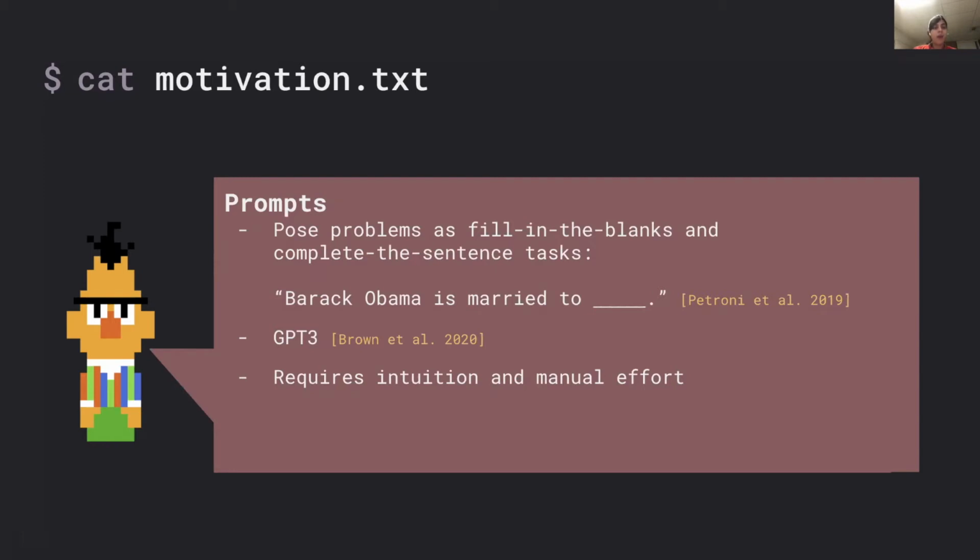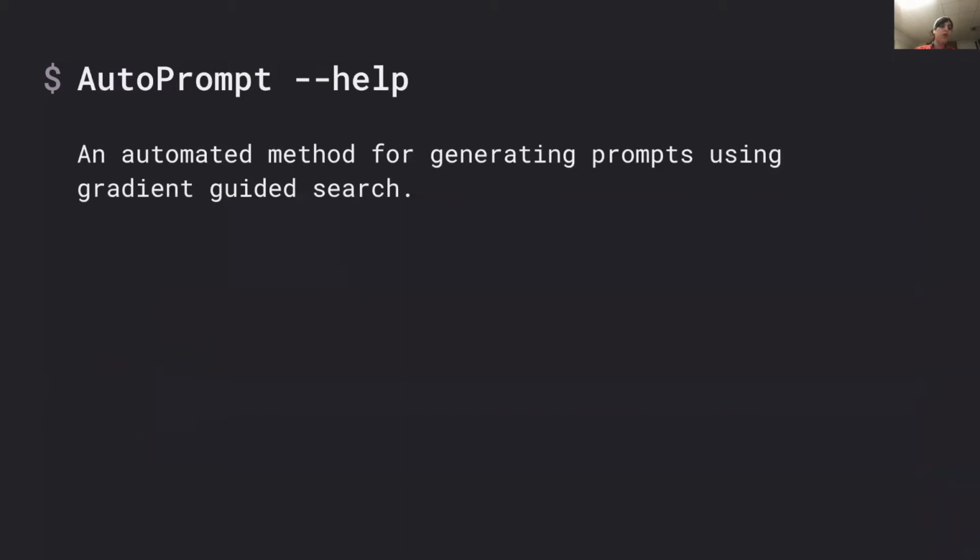A nice thing about the prompts is that you can use off-the-shelf language models with no additional parameters for many tasks. However, creating good prompts to provoke the required behavior needs intuition into the model and possibly lots of manual effort. So this is the problem that we seek to address with AutoPrompt, which is an automated method for generating prompts using gradient-guided search.